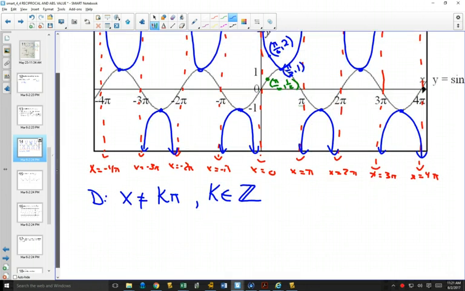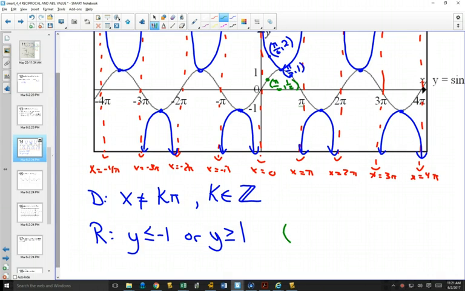And our range, our y values are less than or equal to negative 1, or our y values are bigger than or equal to positive 1. In set notation, this would look like this: negative infinity to negative 1, and then 1 to infinity, with the big U in between for the union, which means or.